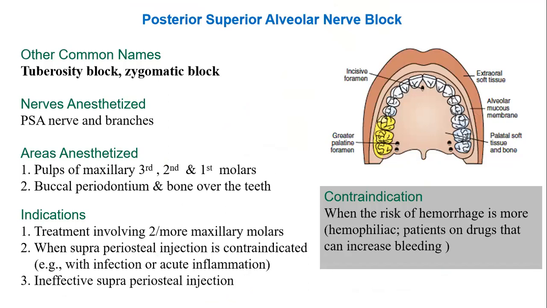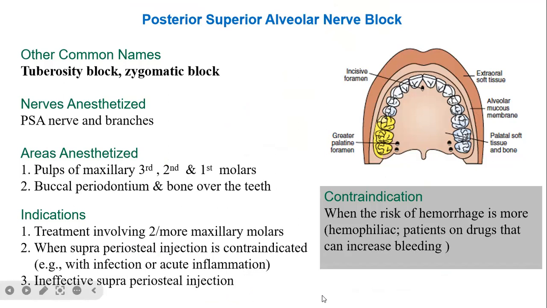Posterior superior alveolar nerve block is a very important essay. It can be anticipated in your university exams. It can sometimes be asked with a twist, as a tuberosity block or zygomatic block. Nerves anesthetized are the posterior superior alveolar nerve and its branches.